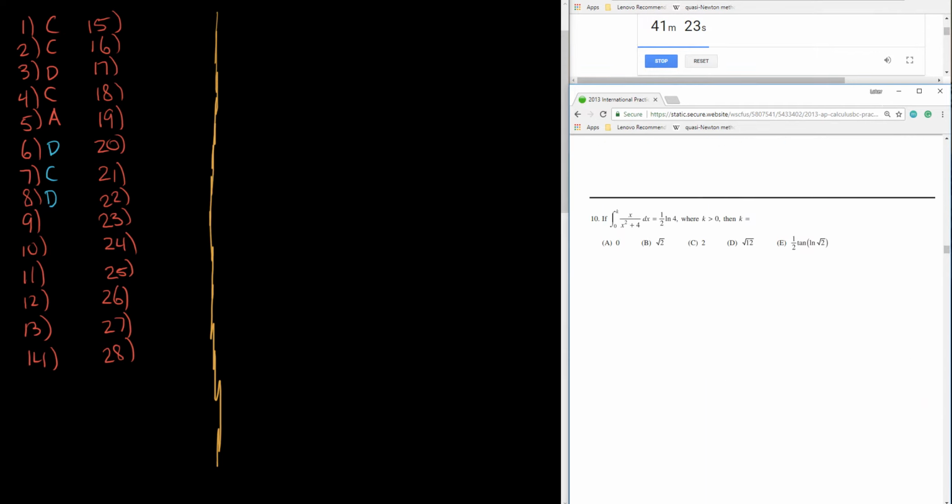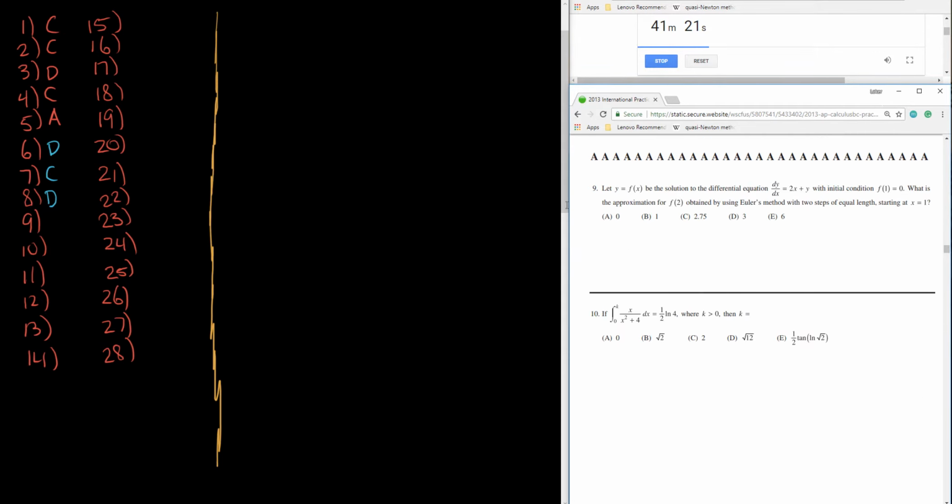Haha, finally delete. Okay. Let y equals f of x be the solution to the differential equation dy/dx equals 2x plus y with initial condition f of 1 equals 0. What is the approximation for f of 2 obtained by using Euler's method with two steps of equal length starting at x equals 1? Okay, so f of 1 equals 0. You can write that out. f of 1 equals 0.